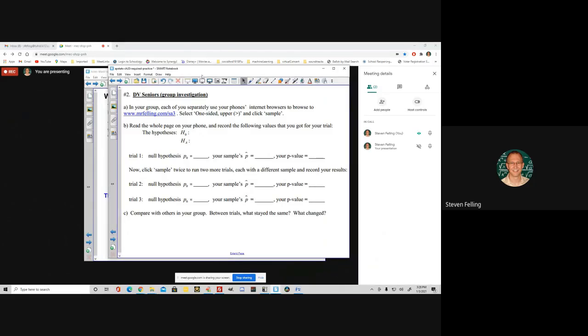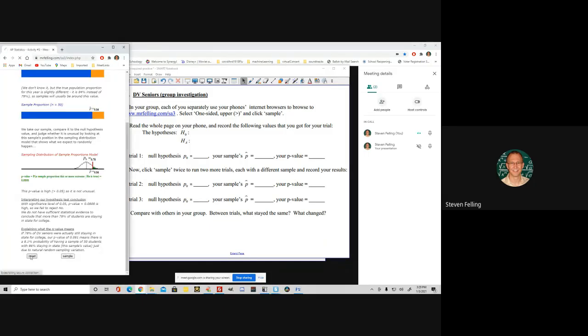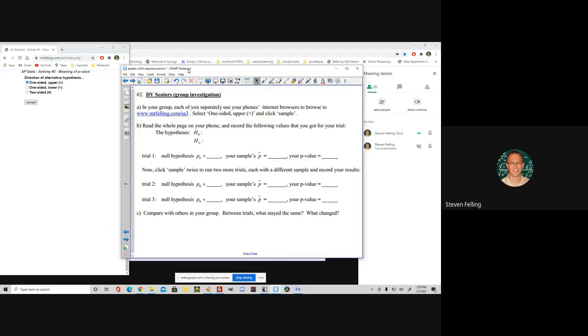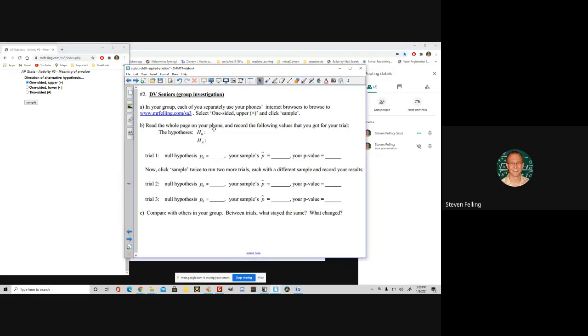And it involves using your phone to access one of those applications again from my website. So if you go to mrfelling.com/SA3, that's statistics activity 3, so /SA3, you'll come to a page here. I'm going to display it over here on the side. Okay, you'll come to some screen that looks like this, the meaning of p-value. Okay, so we're going to go ahead and just do this. It says read the whole page on your phone, and then we're going to select one-sided upper, which is what the default is, and then we'll click samples.